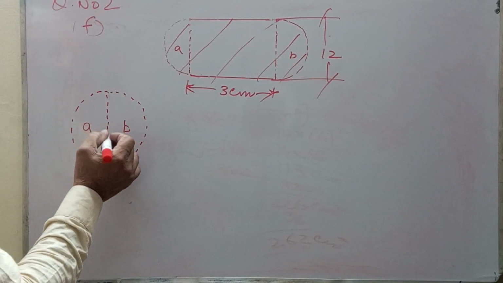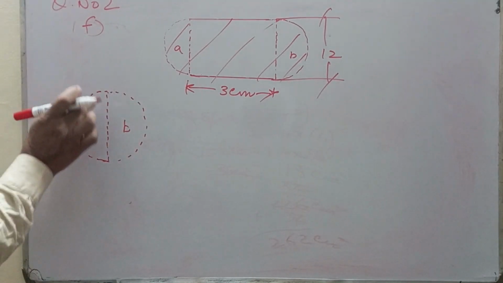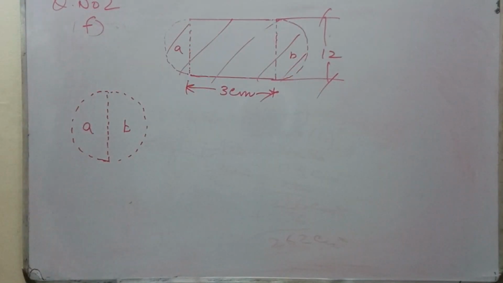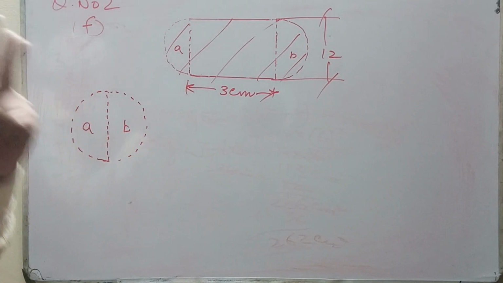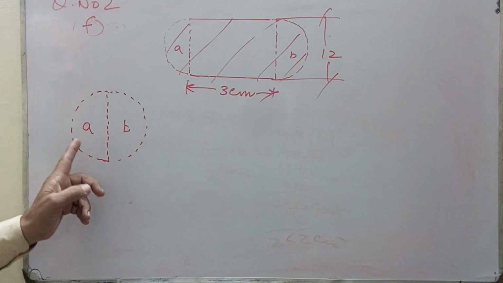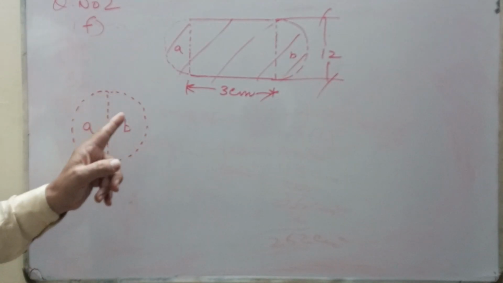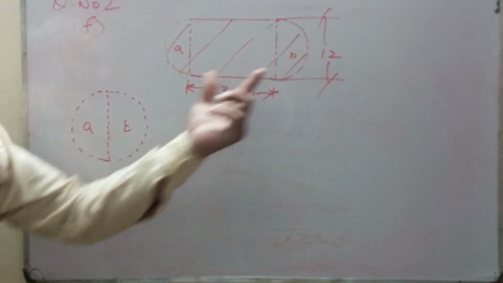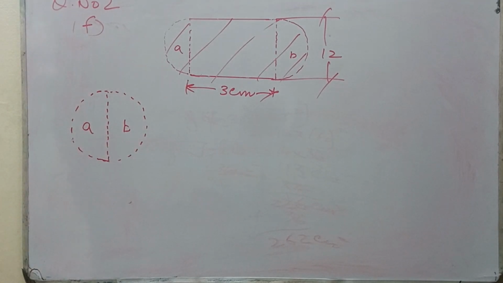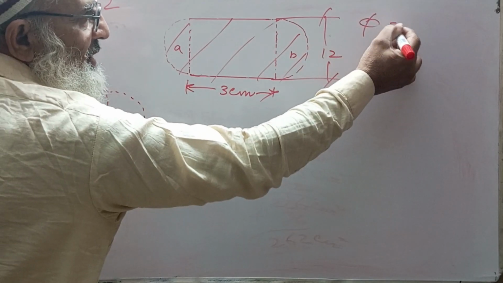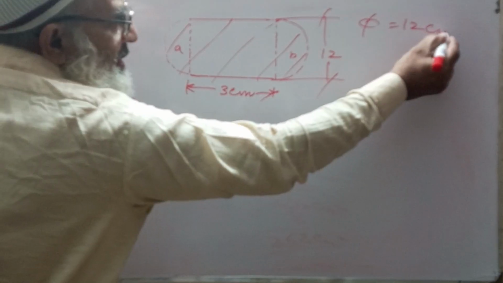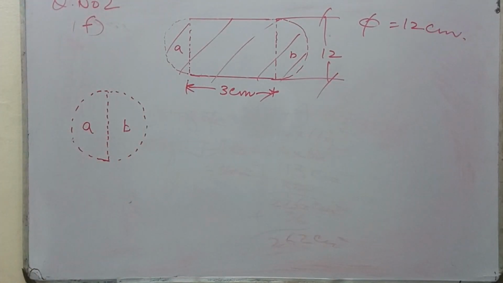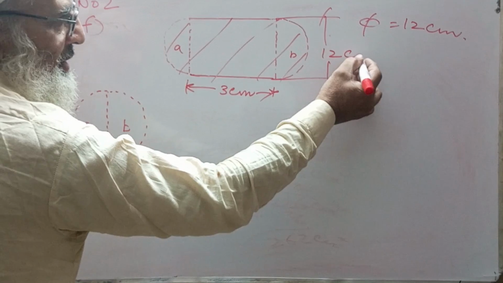Now it is very easy to find the area of this circle, or the area of two semicircles. The area of two semicircles will be equal to the area of one circle. Since the diameter is given, and the diameter is 12. What is the unit? Yes, cm is the unit. 12 centimeters is the diameter.